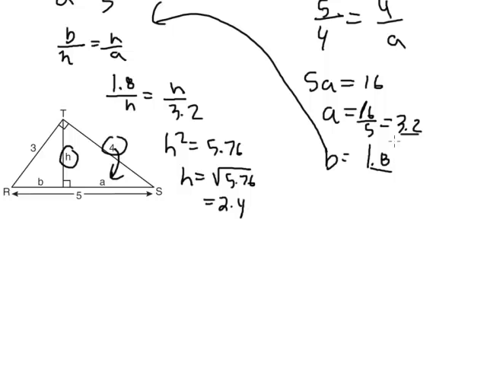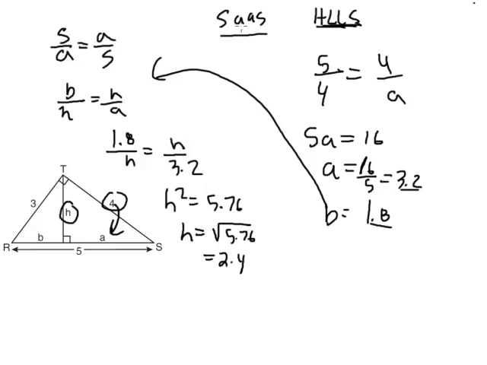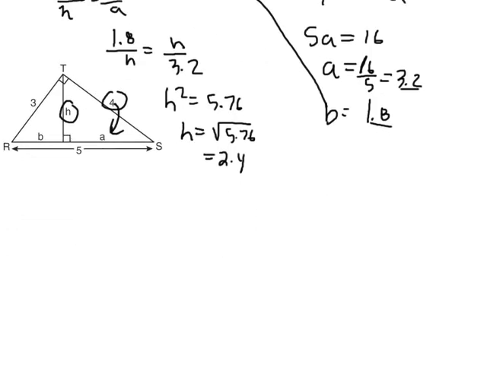However, I want to point out there actually is a way to do this problem much quicker. If you want a steadfast way to solve all the problems, SAAS and HLLS always work. However, in this one you can actually sort of reorient the triangles and see that h over 4, that's the small leg of the triangle. If we're talking about the right triangle, it's h over 4 equals 3 over 5.